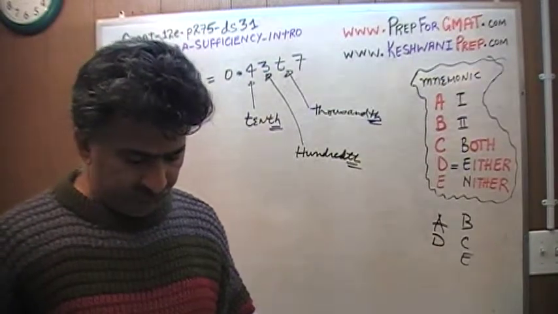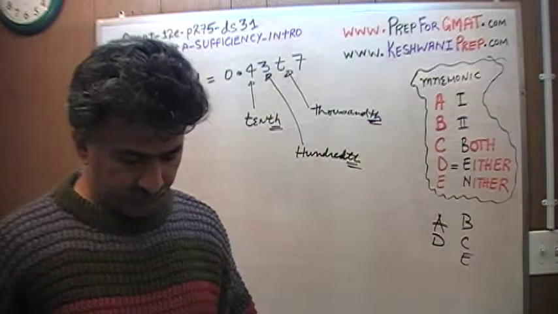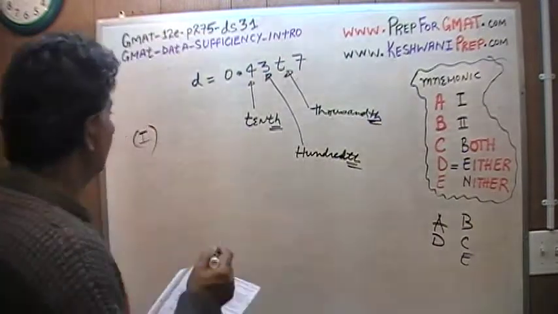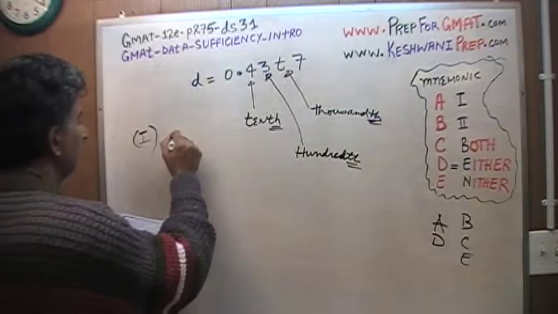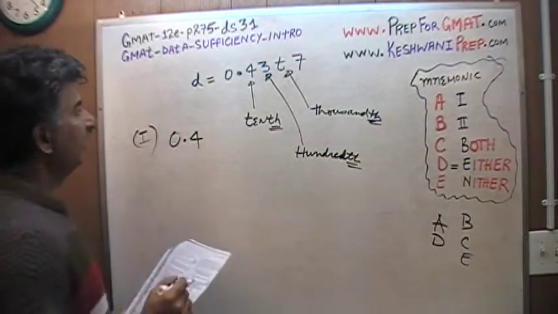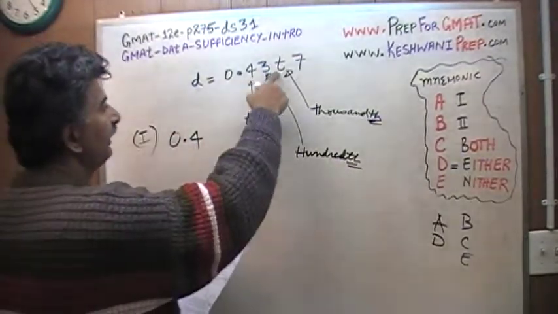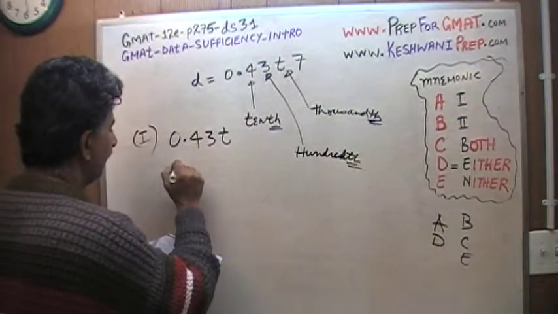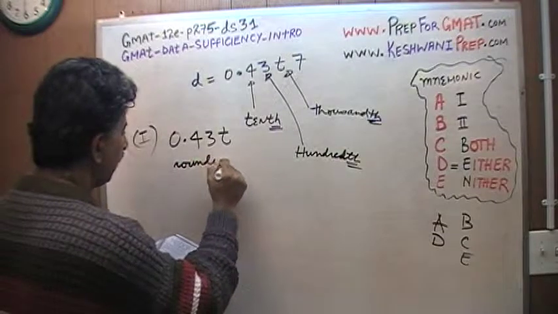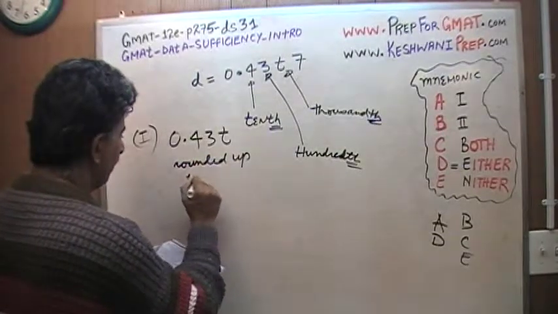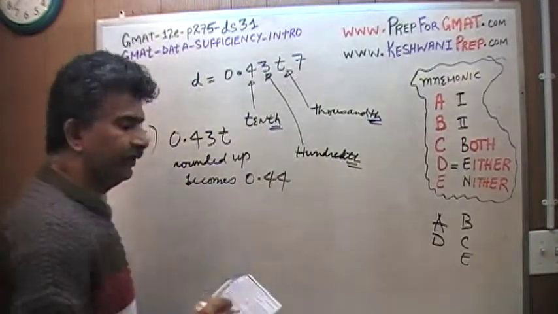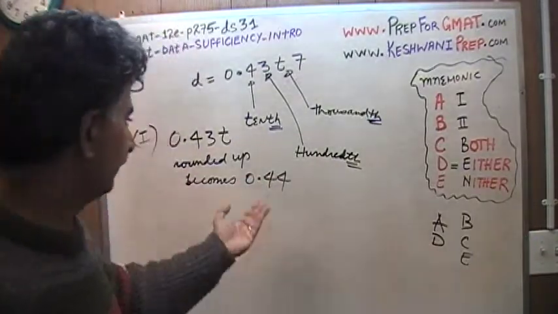Statement 1 says, if D were rounded to the nearest 100 digit, the result would be 0.44. If D were rounded to the nearest 100 digit, this 0.43T, rounded up, becomes 0.44. That's what they tell us from the first statement.